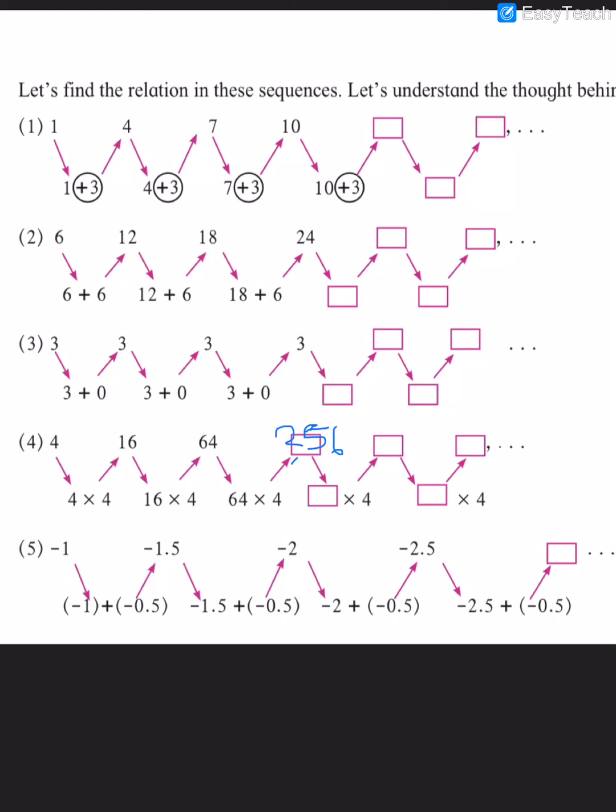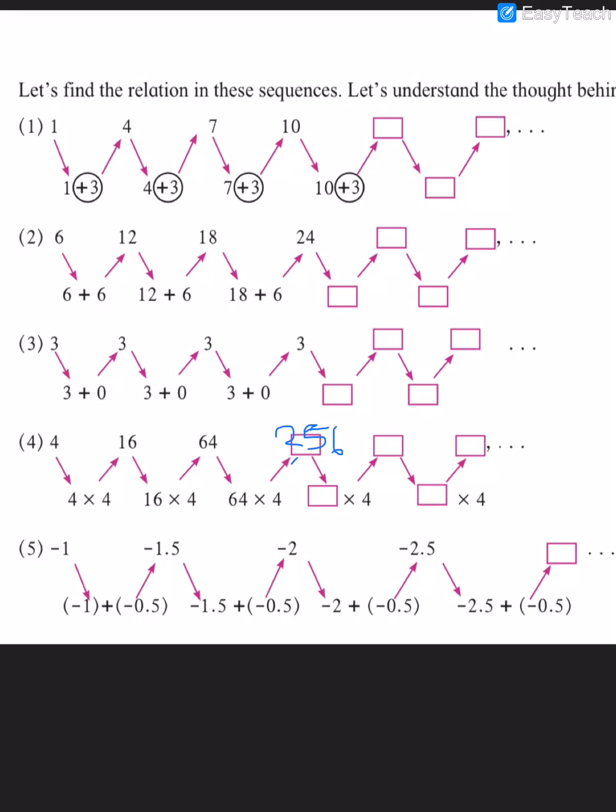And in the last question, minus 1, minus 1.5, minus 2, minus 2.5, and it goes on. What is the difference between the first and second term? The first term is minus 1 and the second is minus 1.5. When we subtract them, we get minus 0.5. So when minus 0.5 is added to minus 1, we get minus 1.5. Again minus 0.5 is added to this term, we get minus 2. Again added, we get minus 2.5, and it goes on like this. So here the increase in the term is negative 0.5.